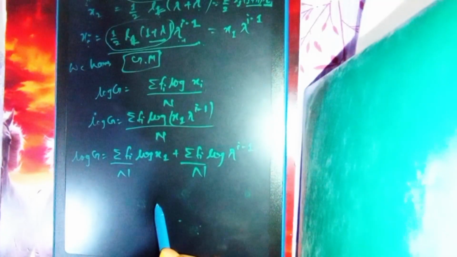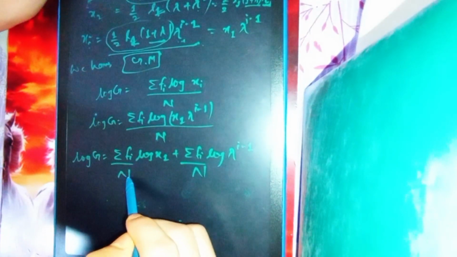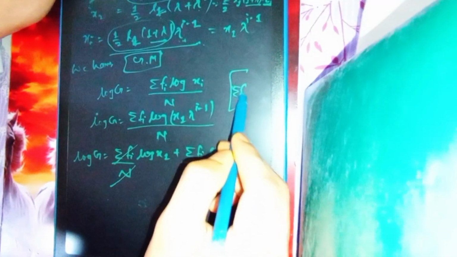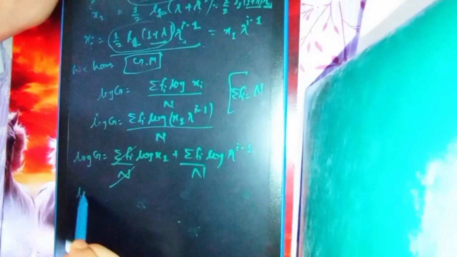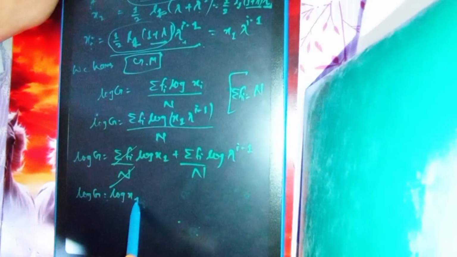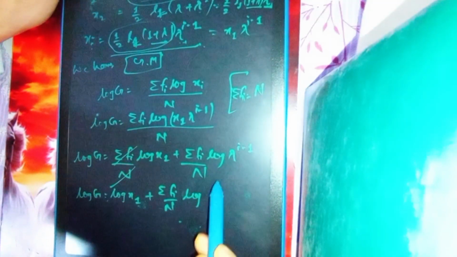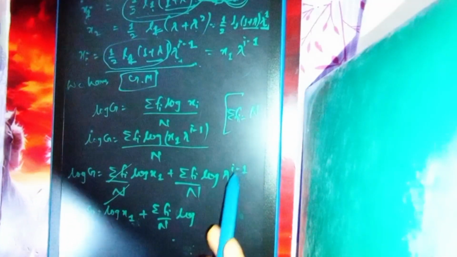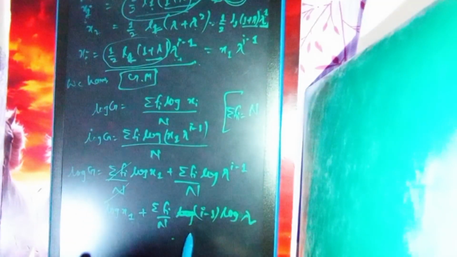Simple and clear. It is clear up to here. And now you know that summation fi means total frequency, which is the total number, okay? Total frequency is total number, so we can cancel out. Summation fi is equal to n, okay? So n and n cancel out. So the remaining top is log G is equal to log x1 plus summation fi by n, and we will again have to use the logarithmic property that the power will become the multiplier, so I minus 1 log lambda, okay? This is a simple property of log that we use here, okay?